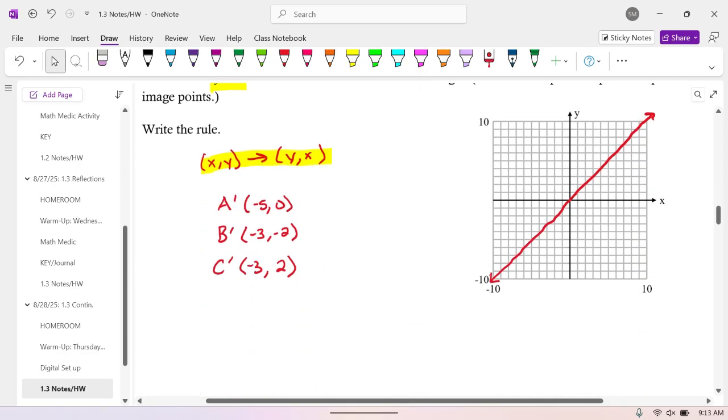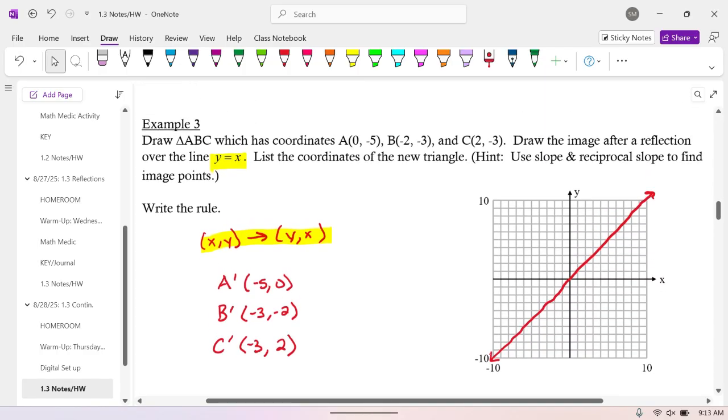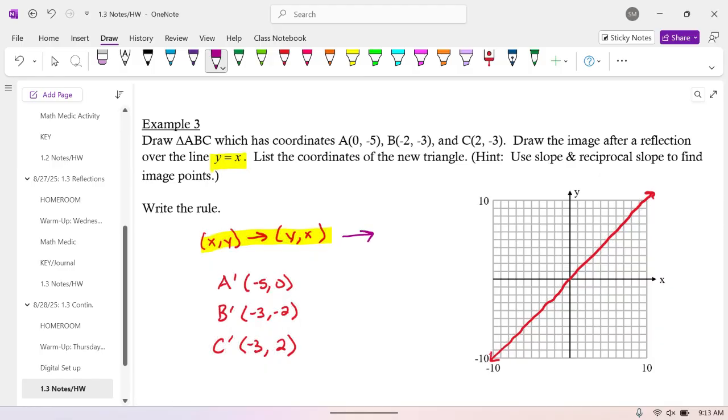Then when we're talking about the y equals x one, the alternate notation that you'll see is the little r and then y equals x. Like they'll actually flat out say y equals x.